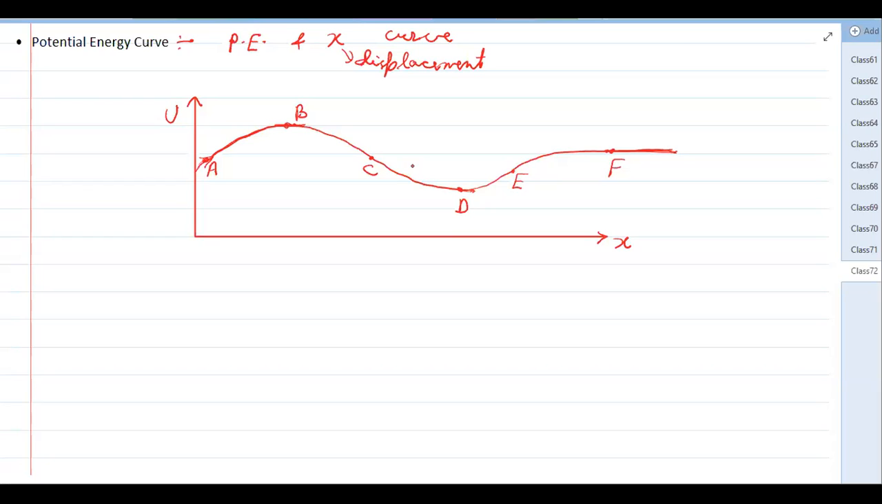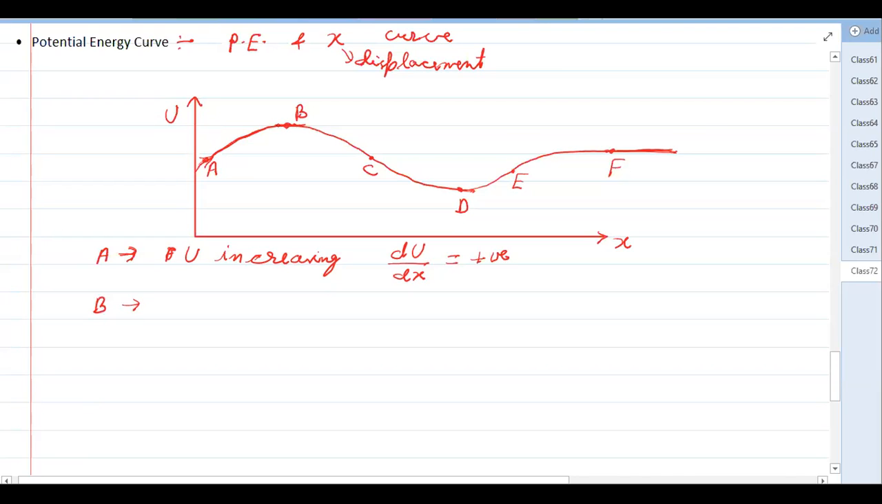So what can we write about these points? About point A, the potential energy is increasing. So what will be dU by dx, the rate of change? We can relate it in terms of slope. dU by dx is the slope of this graph. So the slope should be positive. The slope is positive here.